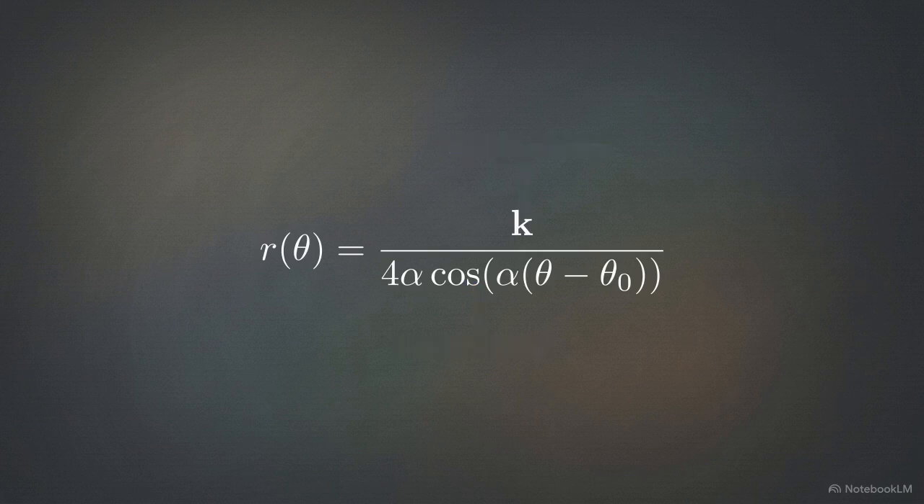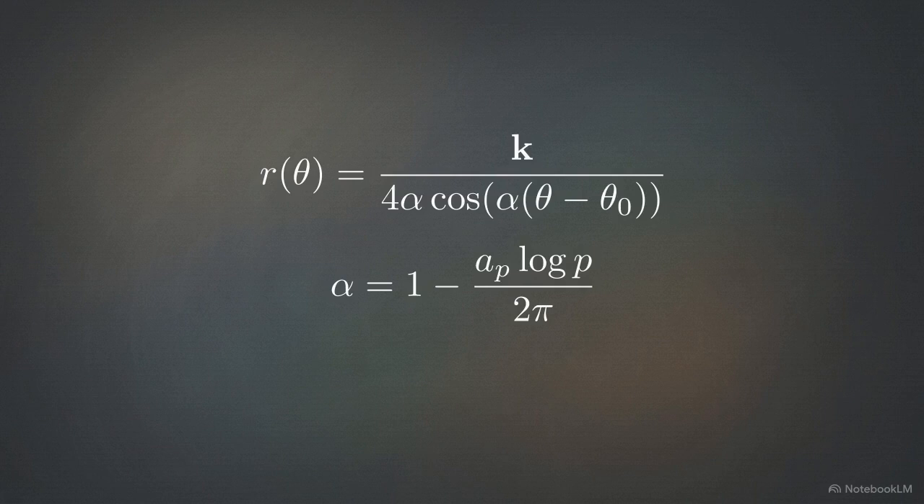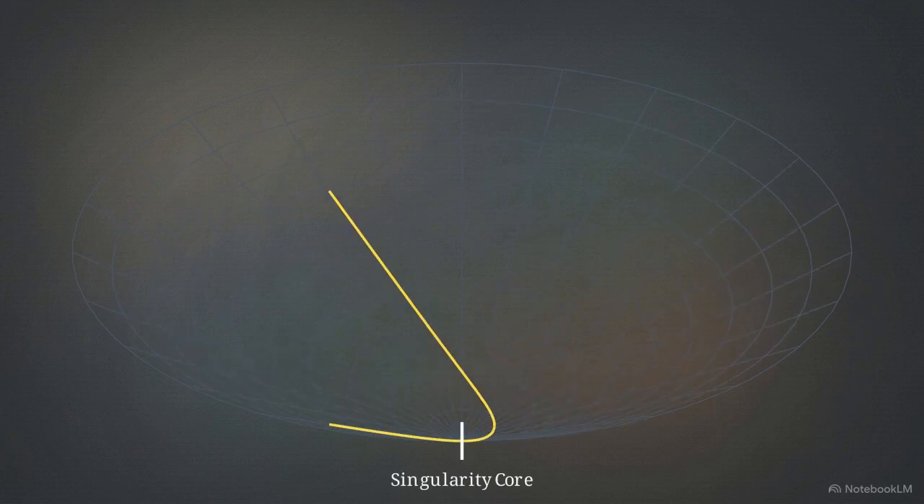Notice the deficit parameter, alpha, in the denominator. When we expand it out, the local prime conductor, AP times log p, sits right inside the term. This specific fraction carves a conical singularity directly into the spatial metric.